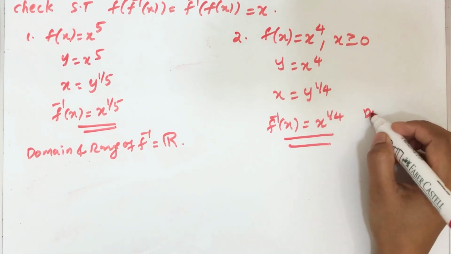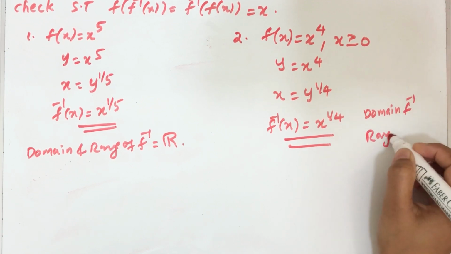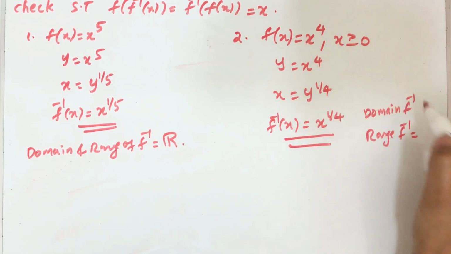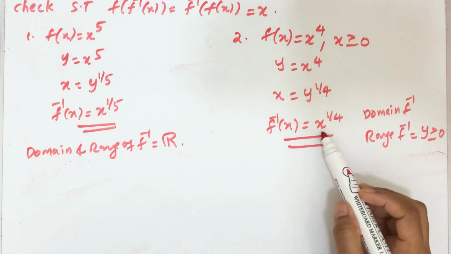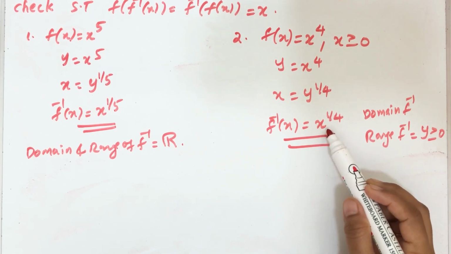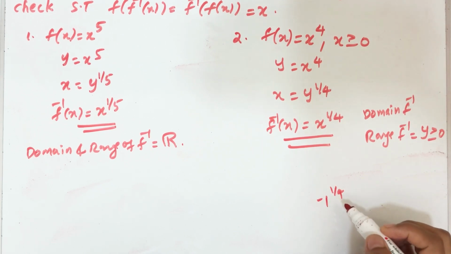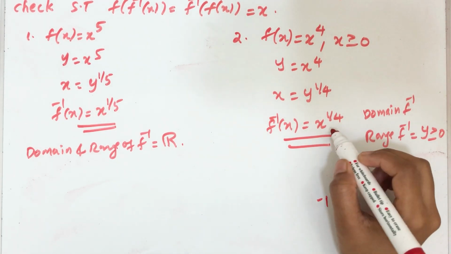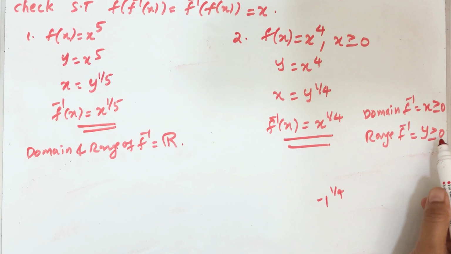Here domain of f inverse and range of f inverse. Range of f inverse is y greater than or equal to 0. Here the function is x raised to 1 by 4. Can we give negative values to the x? No. What is minus 1 raised to 1 by 4? This is complex values. So we take domain of f inverse as x greater than or equal to 0. Range is also y greater than or equal to 0.